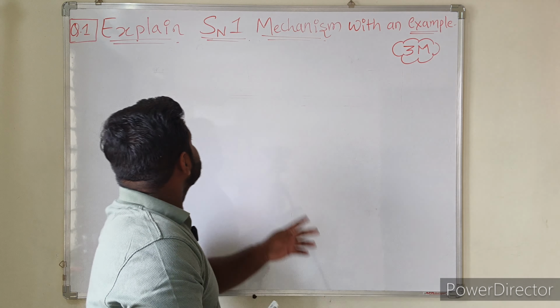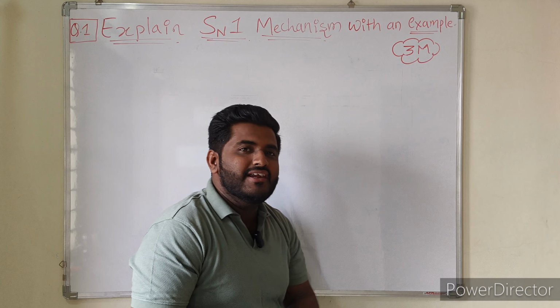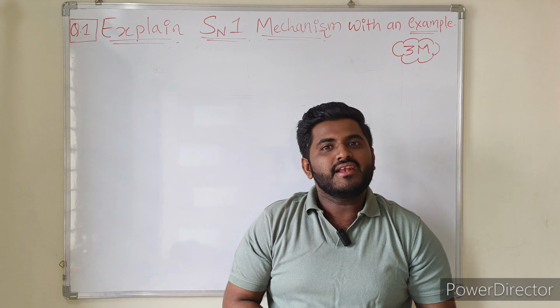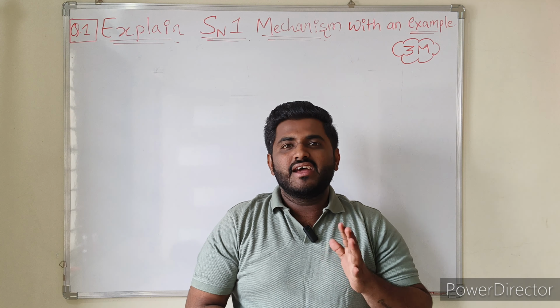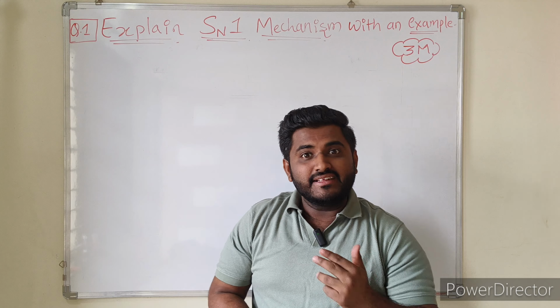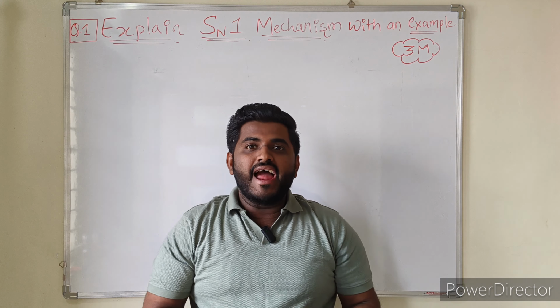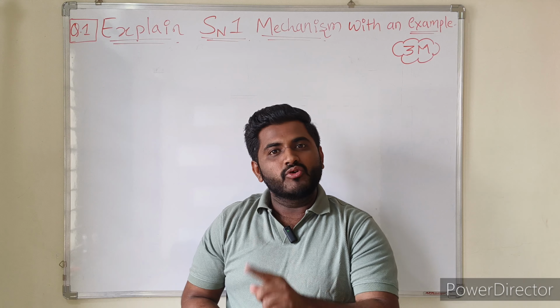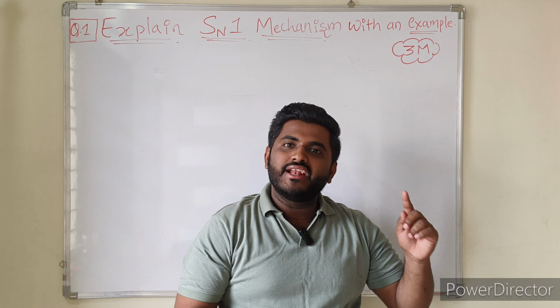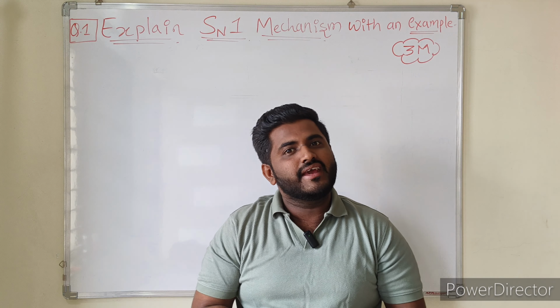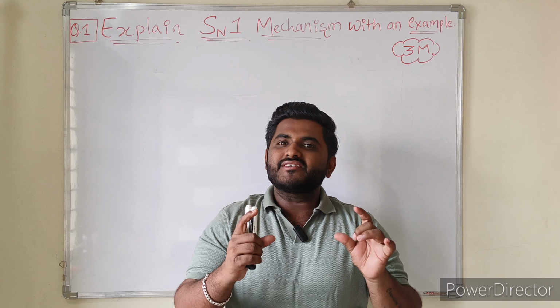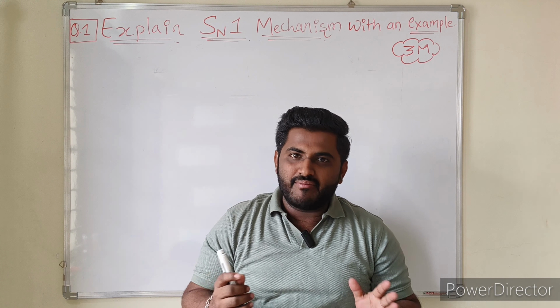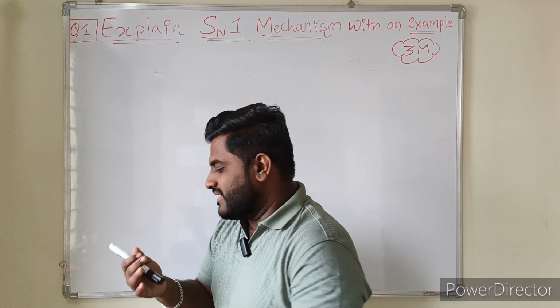First capsule. Explain SN1 mechanism with an example. They may ask like this also: write the mechanism involved in the conversion of tertiary butyl bromide into tertiary butyl alcohol. Like this way also they can ask the question. The mode of asking may be different, but the answer is the same. It involves a two-step mechanism.